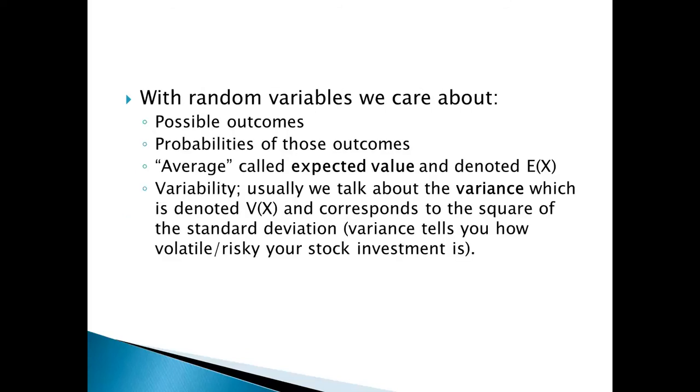And with random variables, we care about what the outcomes are, what numbers we could get, and what their probability is. We care about the average, called the expected value, denoted E of X, and also how variable they are. Usually we talk about the variance, V of X, and that's the square of the standard deviation. For example, with a stock investment, the variance tells you how volatile or risky your investment is. A large standard deviation, a large variance, means that your investment could bring in a lot of money, but it also might lose you a lot of money.